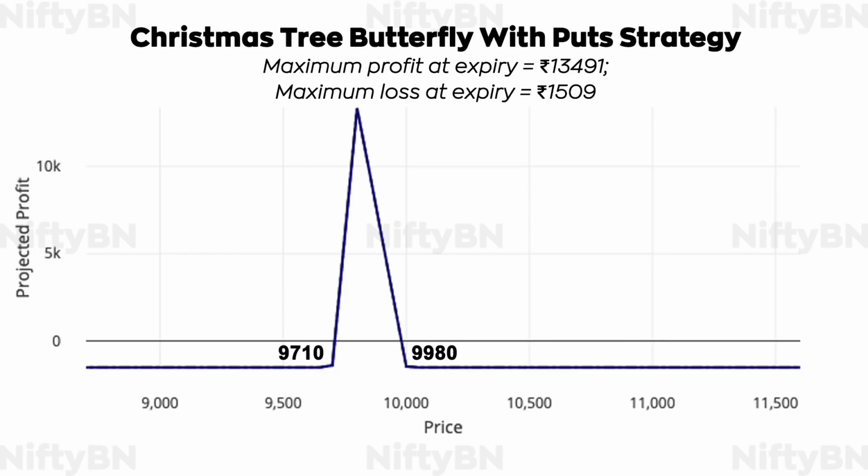The break-even points are at 9880 and 9710, and the maximum loss of rupees 1509 is achieved when the underlying closes below the lower break-even point or above the upper break-even point at expiration.